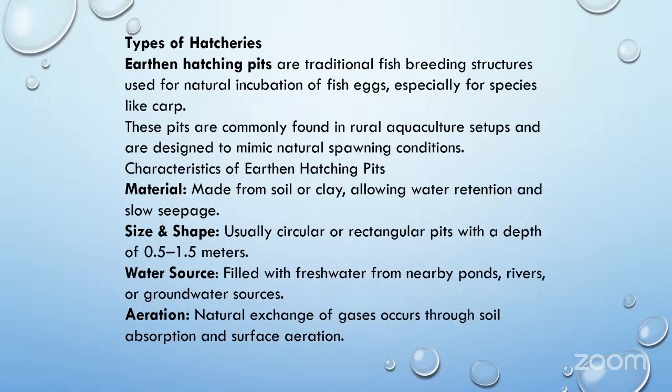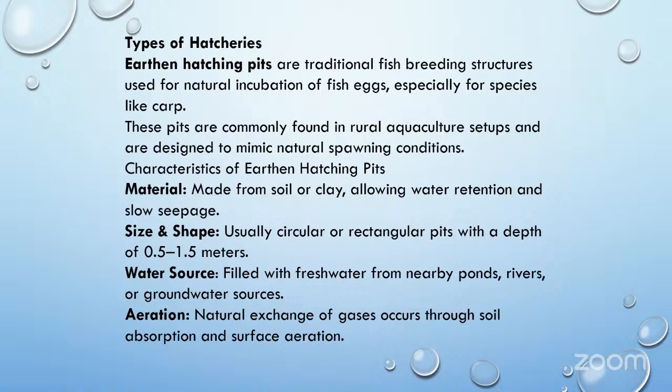Now let us discuss the types of hatcheries. Number one is earthen hatching pits. These are traditional fish breeding structures used for natural incubation of fish eggs, especially for species like carp. These pits are commonly found in rural aquaculture setups and are designed to mimic natural spawning conditions.